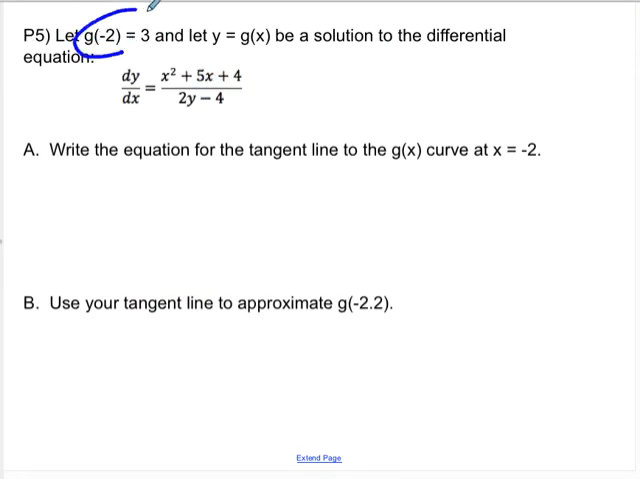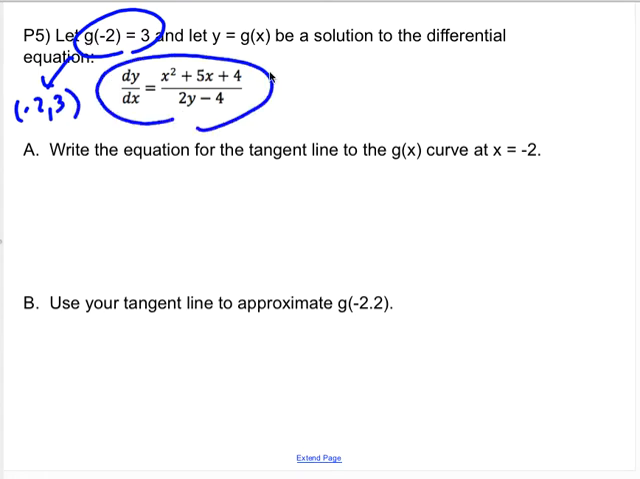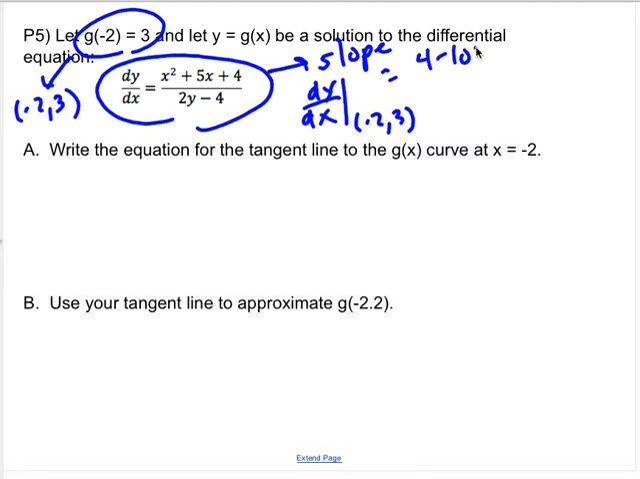Same thing here. I have a point already, right? So my point is negative 2, 3. My slope is going to be what happens when I evaluate this. So when I evaluate dy/dx at the given point, which was negative 2, 3, that's going to be a 4 minus a 10 plus 4 when I plug the x's in. And on the bottom, I'm going to get a 6 minus 4. So on the top I get negative 2, and on the bottom I get 2, so I get a negative 1.